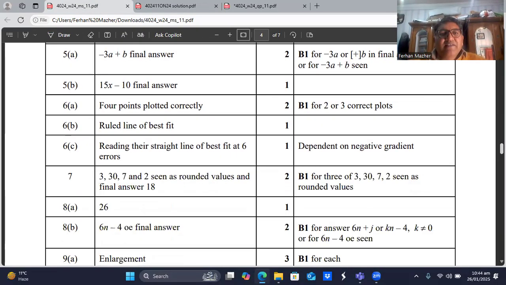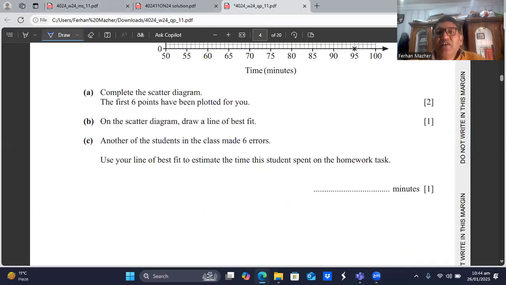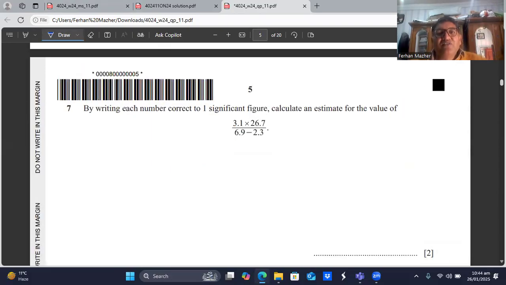So here is the marking scheme showing up, and this is 4 points plotted correctly, rule lines of the best fit, reading the straight line of the best fit at 6 errors. Okay, so from 6 errors, we have noted down that the time spent will be 73 minutes. So this is how this question is done. Hopefully you understand this scatter diagram question. Okay, so we are going to the next question.